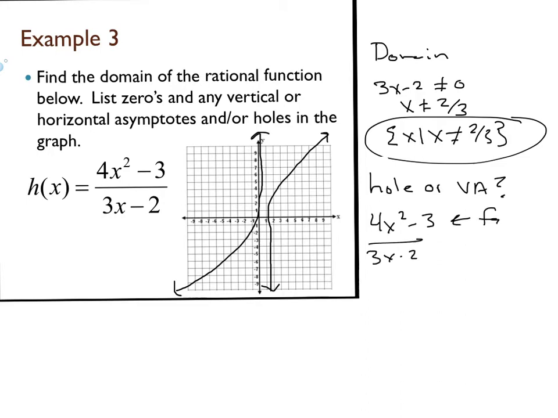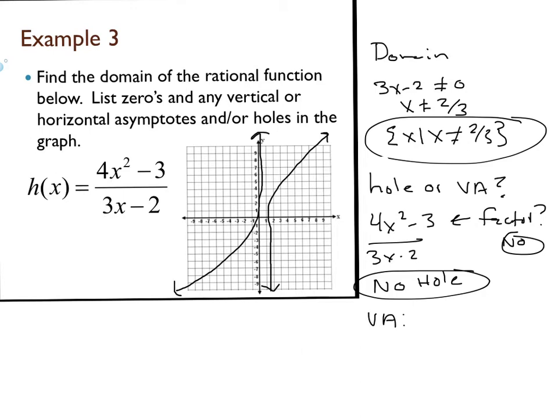So the question is, can you factor the numerator? And the answer for this problem is no. So that means we are not going to get a common factor in both the bottom and the top, which means that there is no hole. There are no common factors. So I'm going to go ahead and find the vertical asymptote. And the vertical asymptote is the same as our domain restriction, but we don't include the not equal to sign.